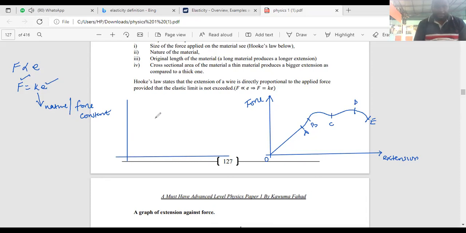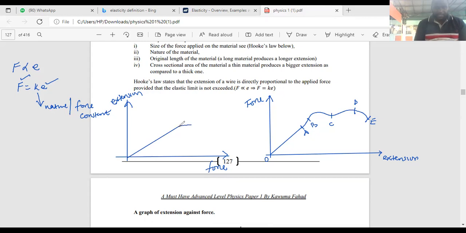In case you have extension versus force, then the extension versus force graph has this kind of shape, which is in the notes here.